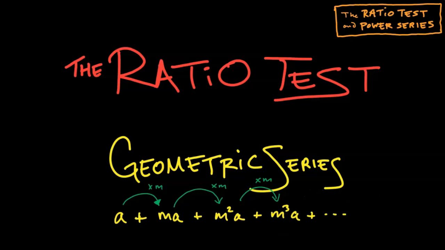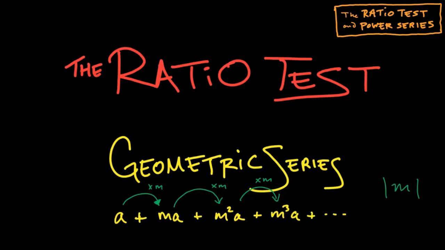And the test that we used that allowed us to determine whether any given geometric series converged or diverged was simply to look at that constant multiple m. In particular, we looked at its absolute value. And if that absolute value was less than 1, we found that the series converged. And if the multiplier's magnitude is not less than 1, then the geometric series diverged, and that's all there was to it. So that was very, very simple and comforting. And that is why everybody loves geometric series.